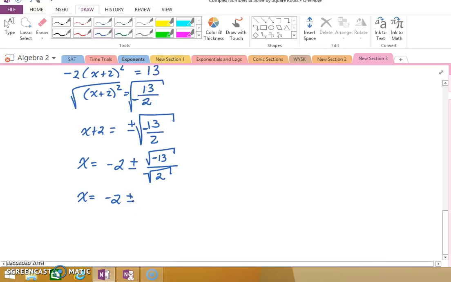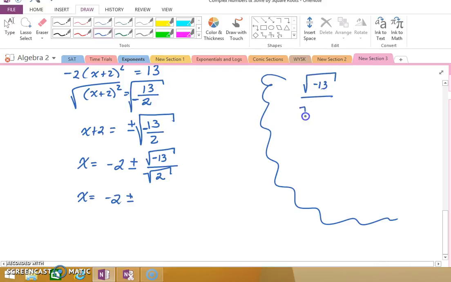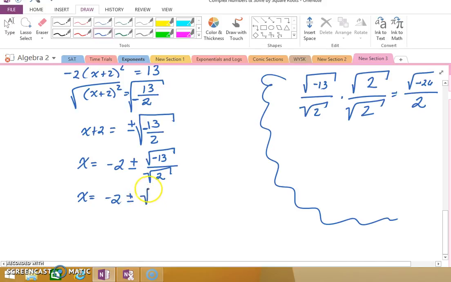So that means that if I do a little workspace over here, I've got square root of negative 13 over the square root of 2. I want to multiply that top and bottom by the square root of 2, just a really crazy looking version of 1. So that's going to give me the square root of negative 26 over, well, square root of 2 times the square root of 2 is the square root of 4, and the square root of 4 is 2. So we're looking at square root of negative 26 over 2.